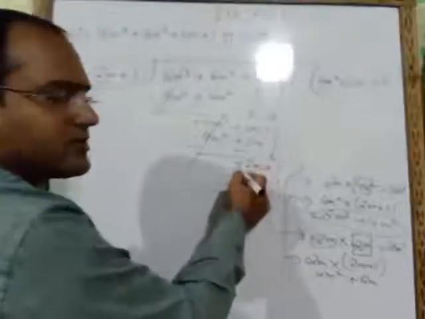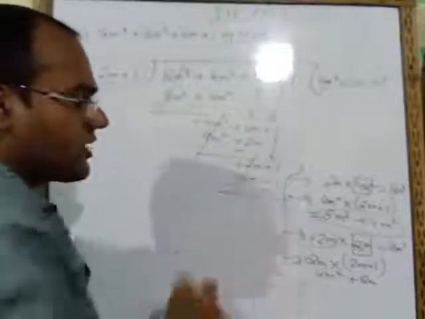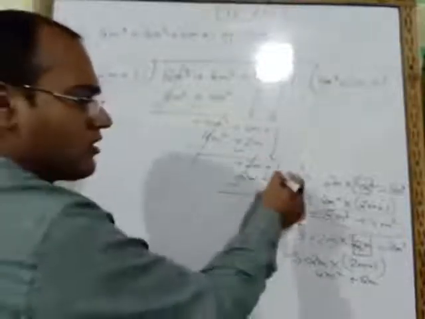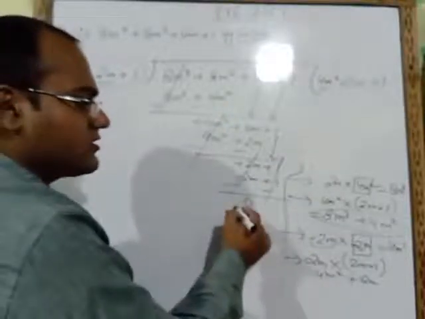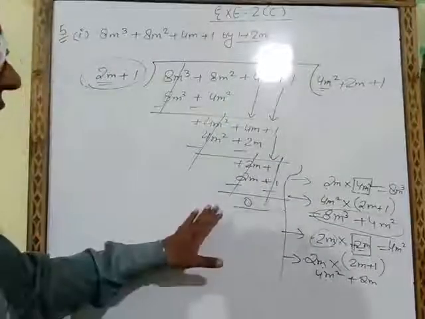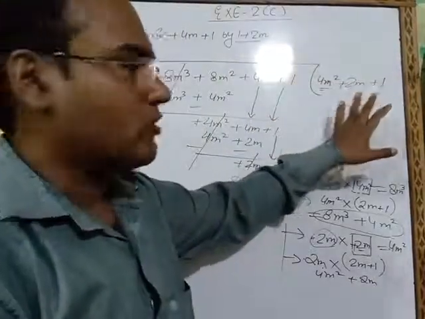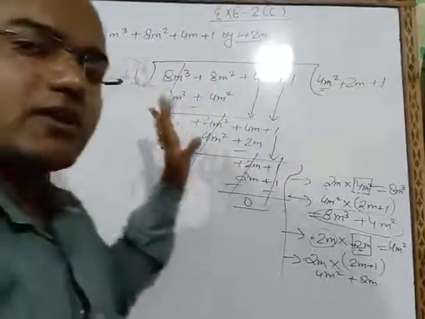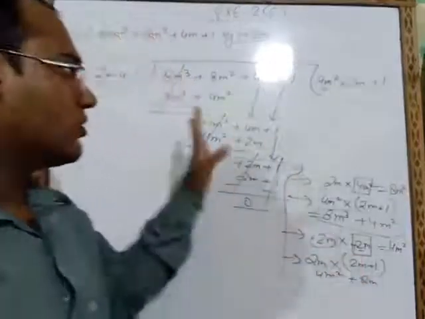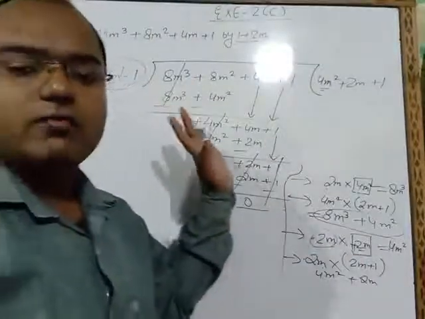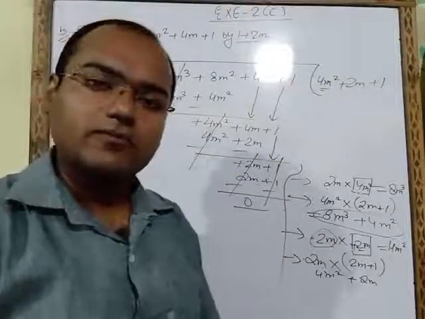Both are same and signs are opposite, so these two will get cancelled. These two are also same and signs are opposite. These two also will get cancelled and the remainder is 0. So this is the remainder and this is the quotient. So like this you have to do question number 5. Question number 4, 5, all questions are the same. So like this you have to do all the remaining part of question number 5.